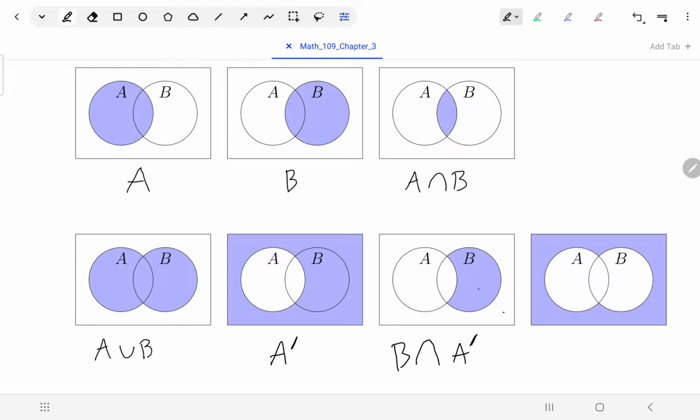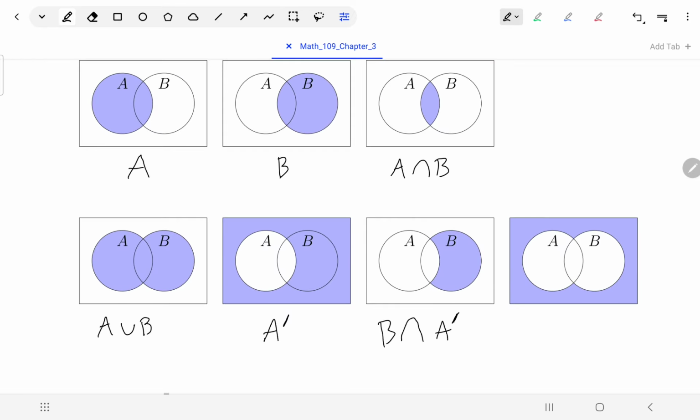In fact, any one of these four regions in my Venn diagram, I can describe as being either in or outside of A, and at the same time, either in or outside of B. So for this shaded region, you are inside of B, but you are not inside of A. So you're inside of B, and you're inside of A complement.